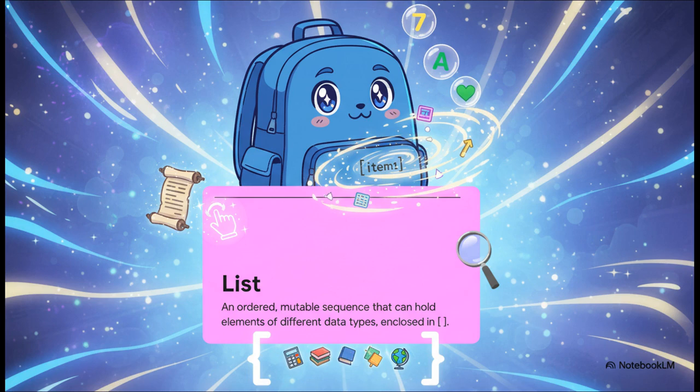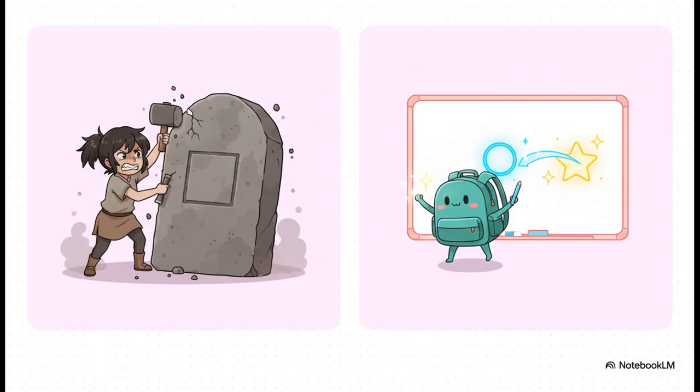Leo can hold it. Now, what's really cool is seeing how Leo stacks up against his cousin, the string. See, a string is kind of like a word that's been carved into stone. It's immutable. You can't change it, and it only holds characters. But Leo the List, he's more like a whiteboard. He's mutable, so you can erase things, add new things, and change stuff whenever you want. And that flexibility, well, that's his superpower.